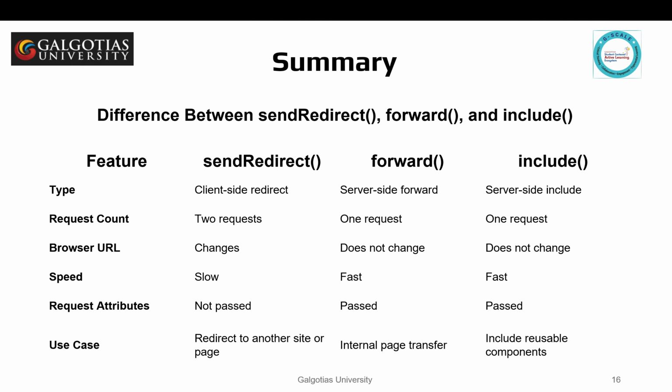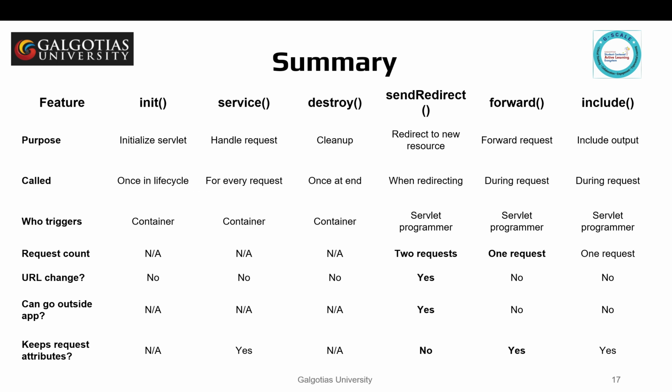To summarize, sendRedirect method creates a new request and changes the URL. Forward method transfers the request internally without URL change. Include method combines output from multiple resources. Choosing the correct method depends on the application requirement.